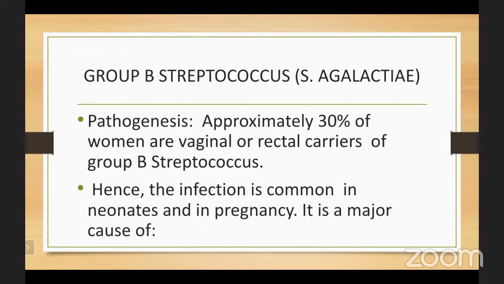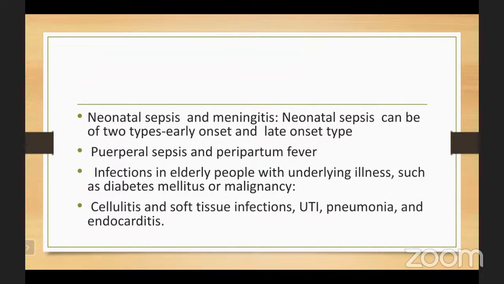Regarding pathogenesis, approximately 30% of women are vaginal or rectal carriers of group B Streptococcus. The infection is most common in neonates and in pregnancy. It is a major cause of neonatal sepsis and meningitis. In neonates, it can occur as late onset. In puerperal sepsis, there is infection of the genital tract, and peripartum fever, which means fever during delivery.